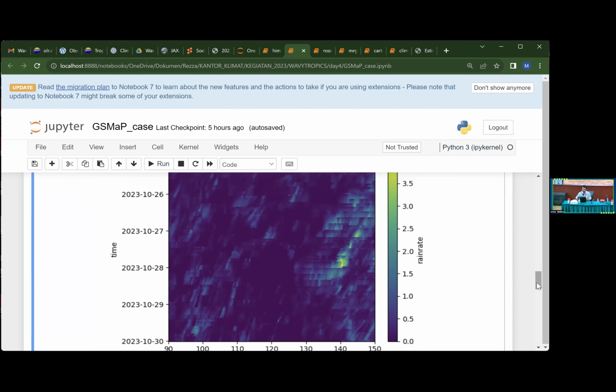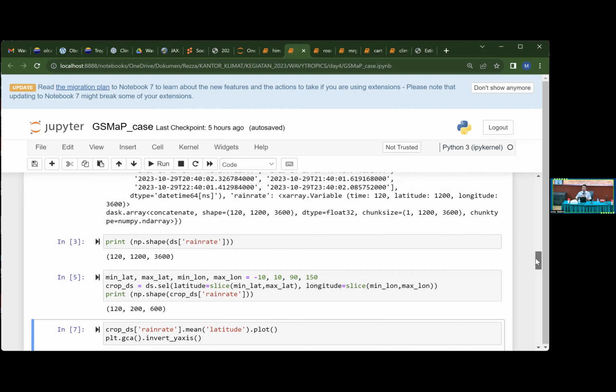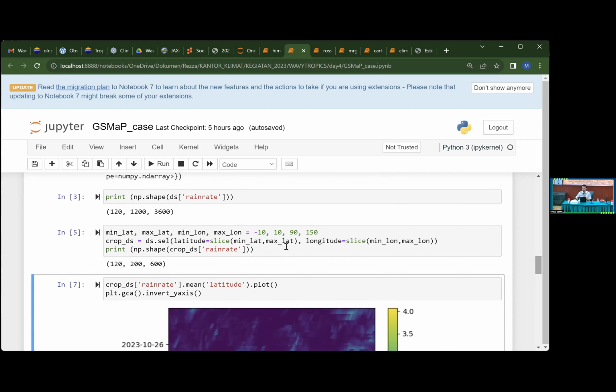So now you can easily make your own Hovmöller diagram using GSMaP data. You can select each region. You can make it smaller, or even make a shorter latitude band. For example, if you just want from -5 to 5 like this, it's okay. You can also make it like this.